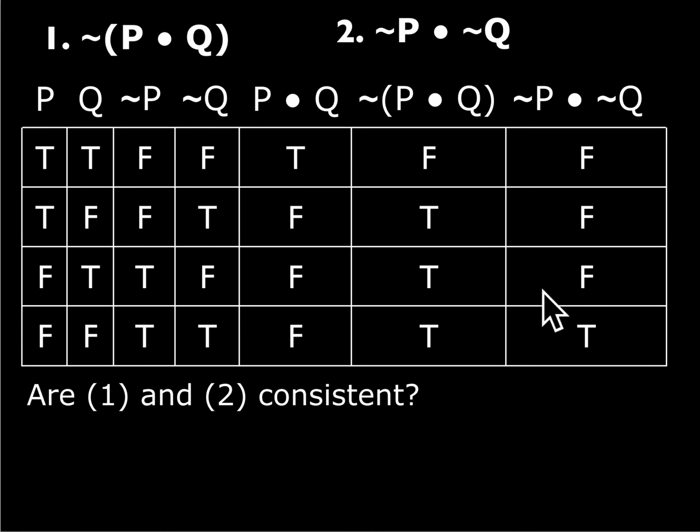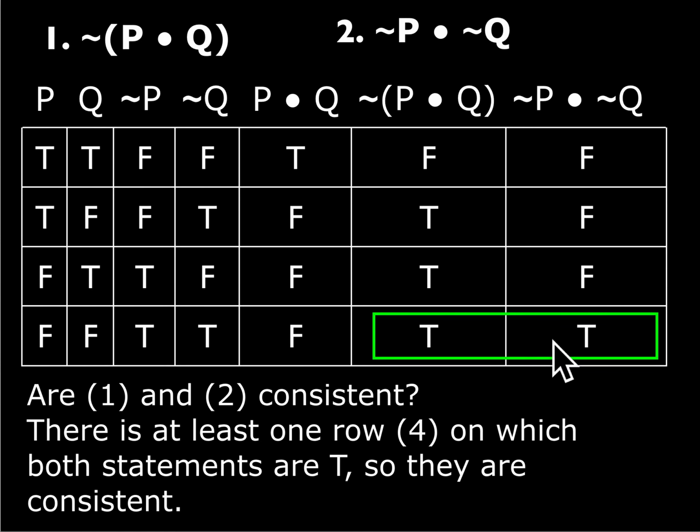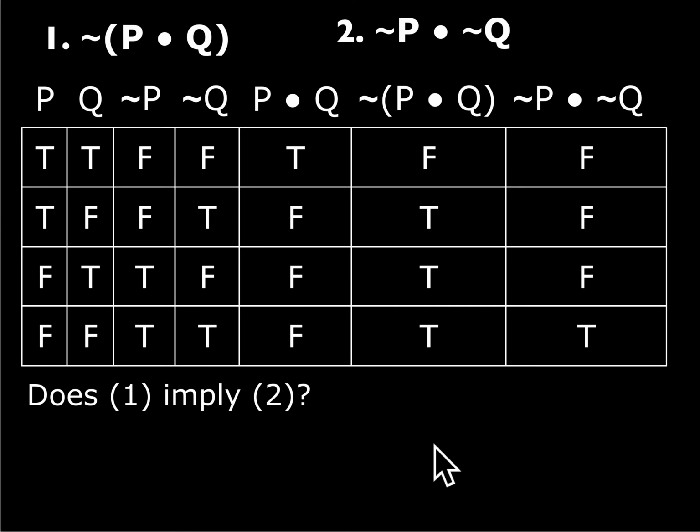Are they consistent? Well, now what you're doing is you're just going to go down and look for any row where they're both true. And it only takes one. Now, there could be more than one, but as long as there's at least one row where they're both true, then those statements are consistent. And you can see here in row 4, both of those statements are true. So because there is at least one row where both statements are true, they are consistent. And I've indicated the row where they're both true, row 4. So that's how you would answer that question.